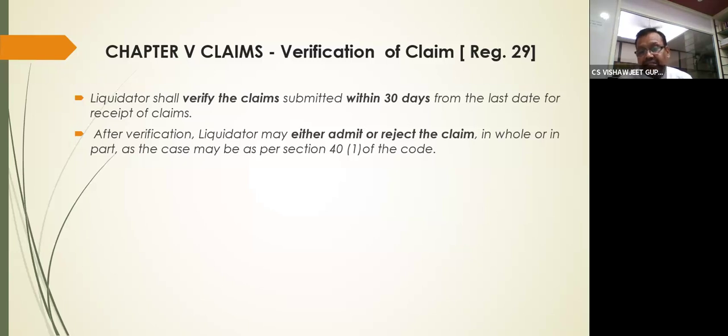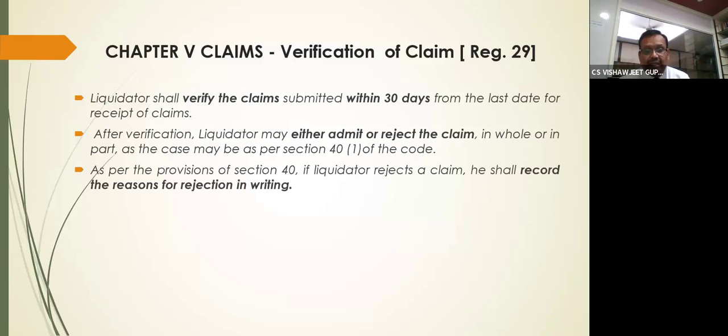So after receiving the claim, if the liquidator finds that this claim is fulfilling all the requirements and can be admitted, he will admit the claim. And if the liquidator thinks after verifying that this claim cannot be admitted, he will reject the claim in whole or in part as per Section 40 of the code. And if the liquidator rejects any claim, then he shall record the reasons for rejection in writing. So as liquidator, you will have to record the reasons for rejection in writing. You cannot say anything verbally. So you will have to record each and everything in writing.